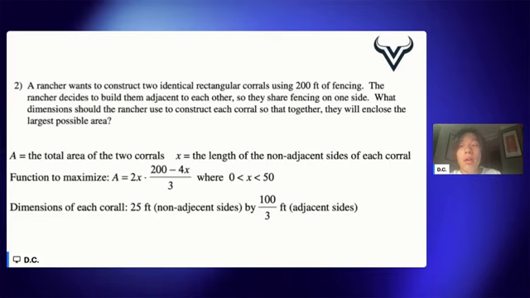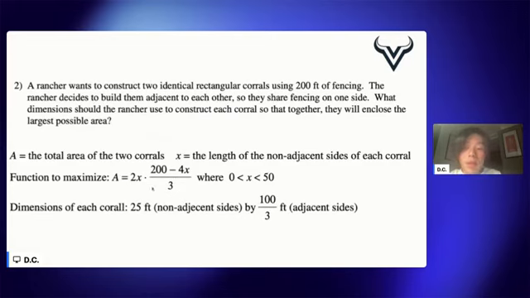Okay, so the total area of the two corrals is A, which we define, and x is the length of the non-adjacent sides of each corral, which gives us A equals 2x times (200 minus 4x) over 3, which is like the width times the length for a rectangle. Again we express A in terms of x, so we put them together with a relationship. And then we'll have 0 less than x less than 50, because if x is not less than 50, 200 minus 4x will be a negative number, which will not work.